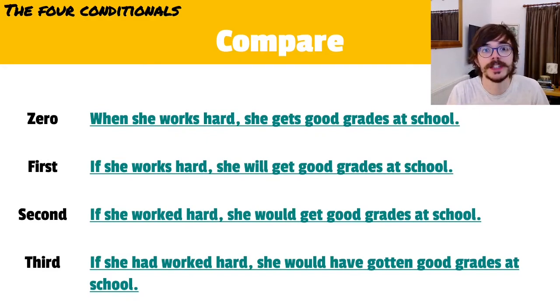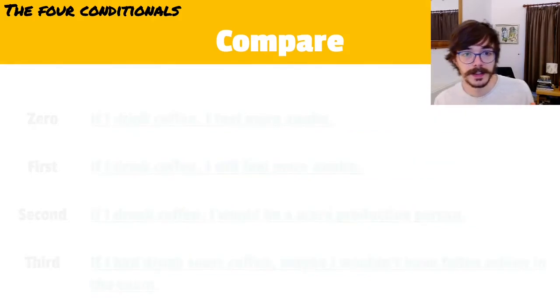So that third one is really focused on what it was like in the past. What happened in the past? And if the past were different, what would have happened? So let's look at this one more time with one other sentence.